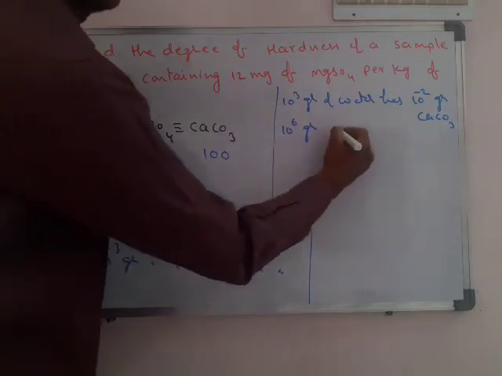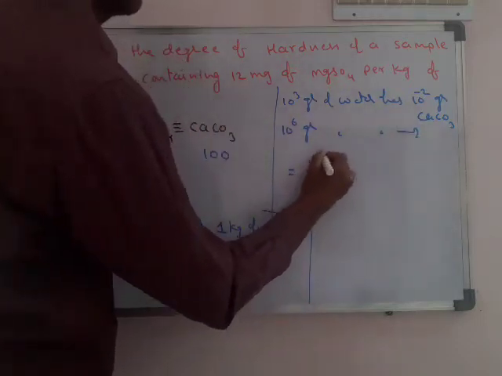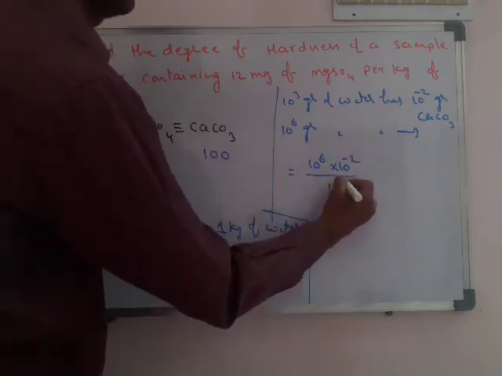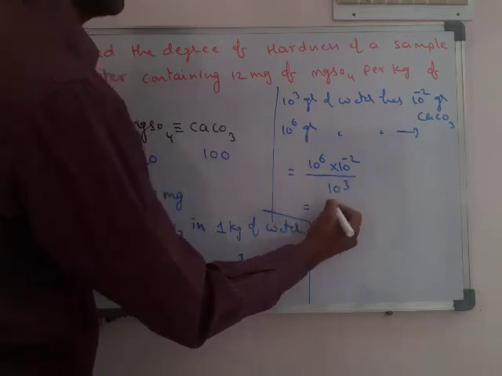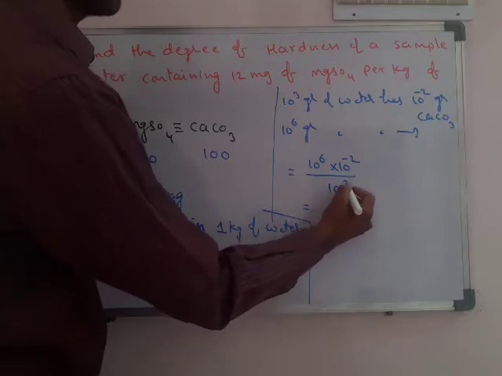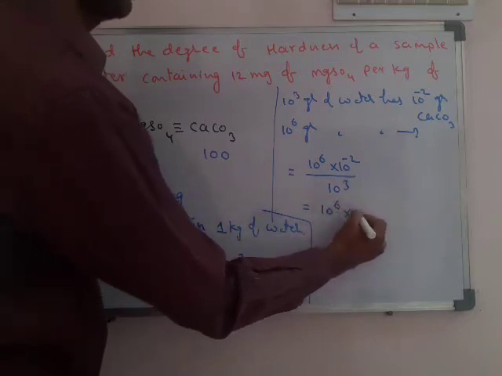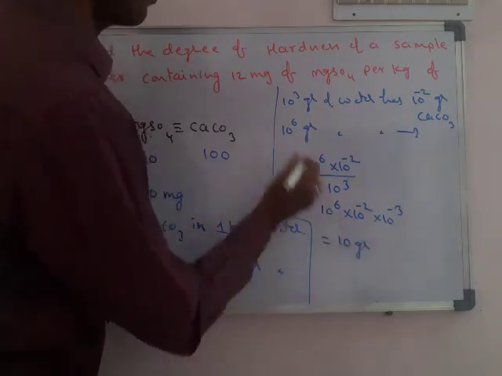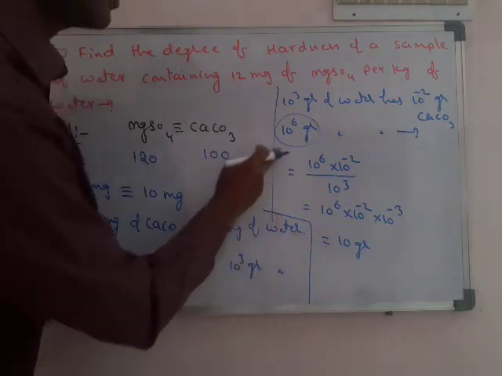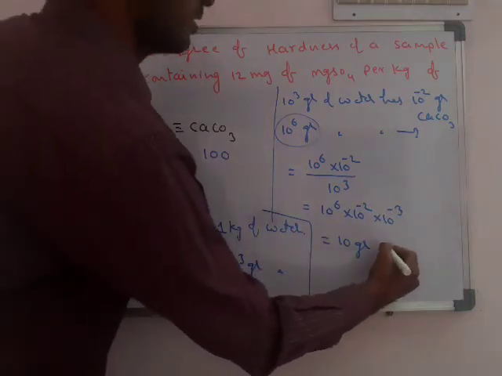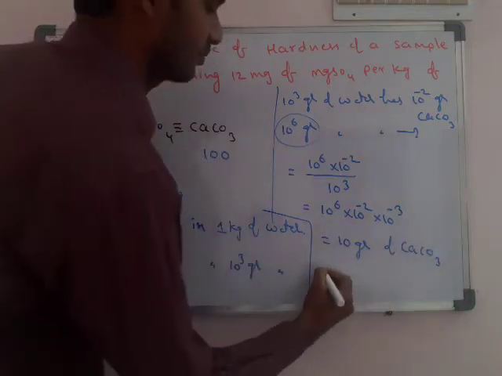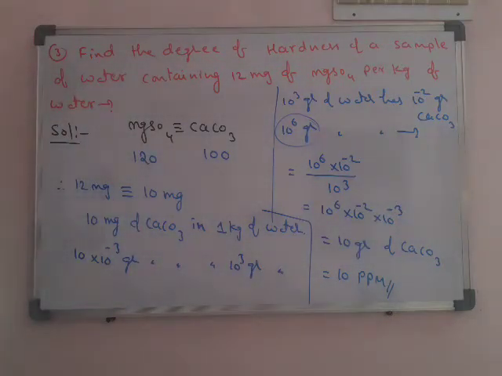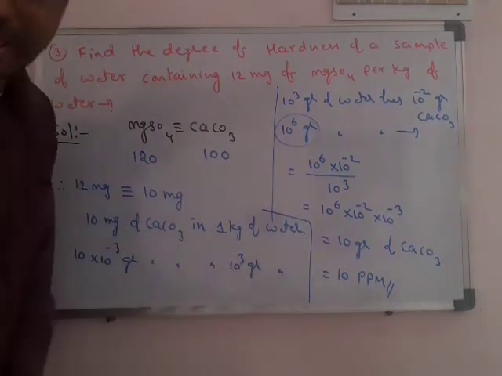Means million grams. So 10 grams in a million grams of water. Million grams of water contain 10 grams of CaCO3. So its hardness is 10 ppm. Okay, so the answer is 10 ppm.